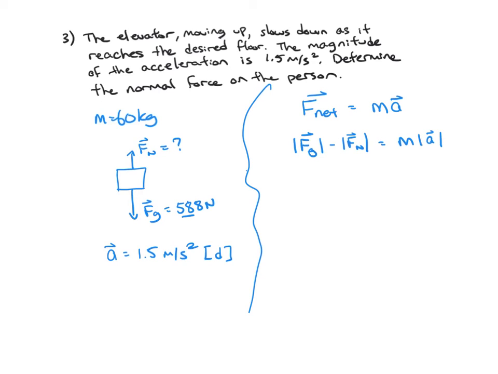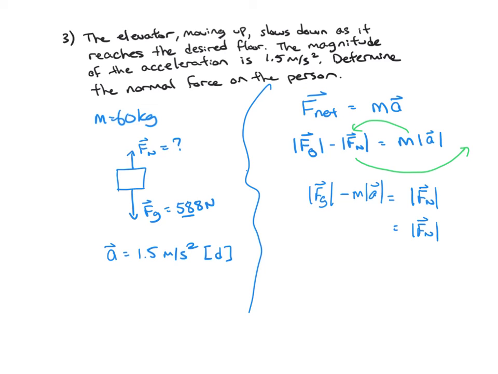So I'm going to move this to the right side by adding it to both sides. And then I'm going to move the ma to the left side by subtracting it from both sides. So it's going to result with just the normal force isolated on the right side, and then force of gravity minus ma on the left side. So I can solve that now.